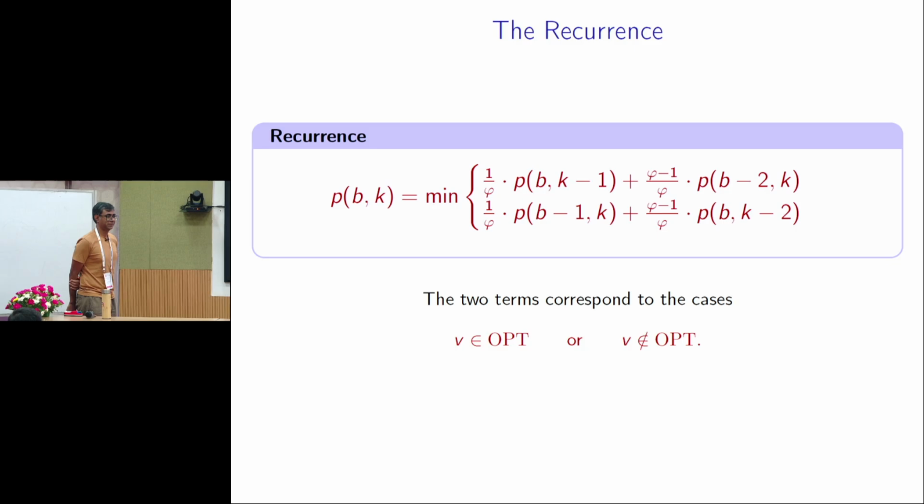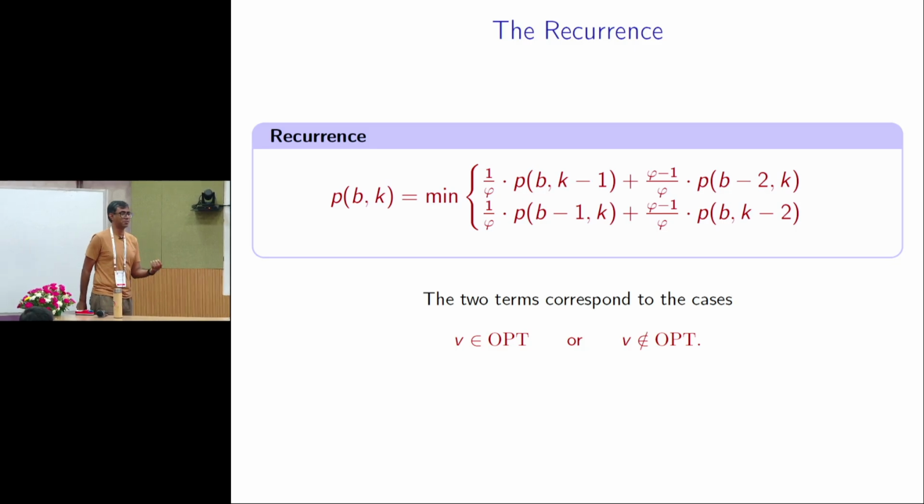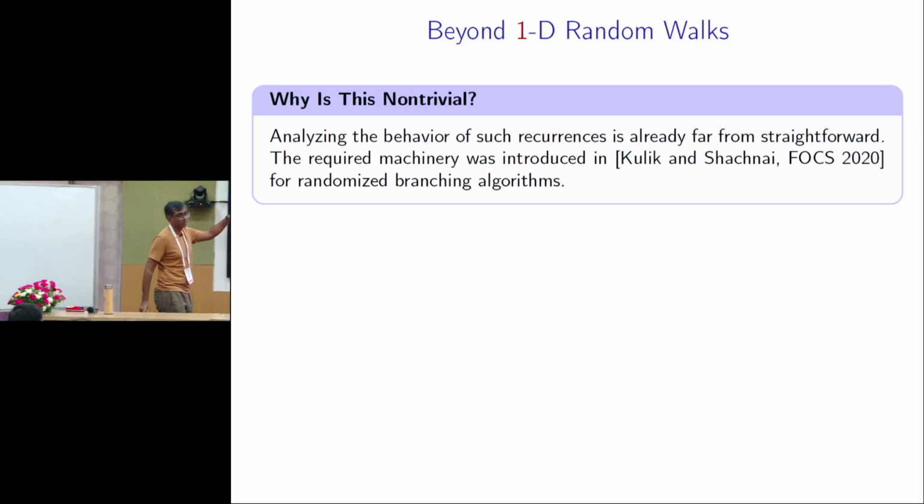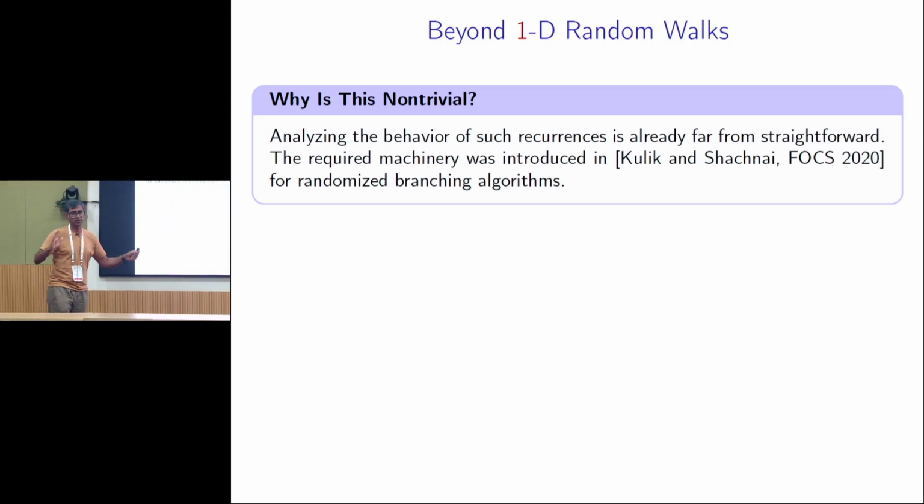We tried, but it doesn't give us a number. It is much more useful to prove convergence and this kind of thing. But we needed how fast it converges, and we need a quantitative bound for that. And that became slightly more difficult. So analyzing the behavior of such a recurrence was already far from straightforward, and this is what this paper by Kulik and Shachnai did to some extent.